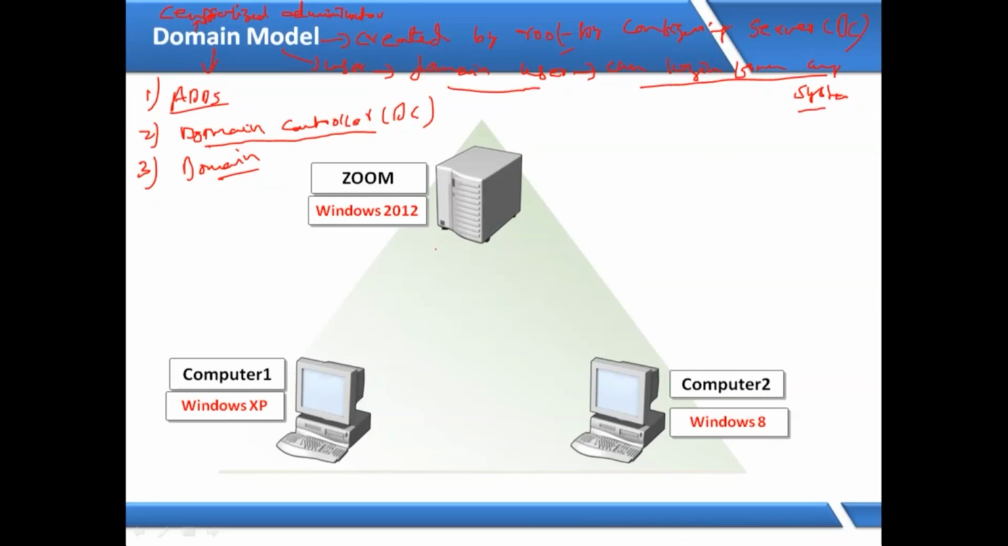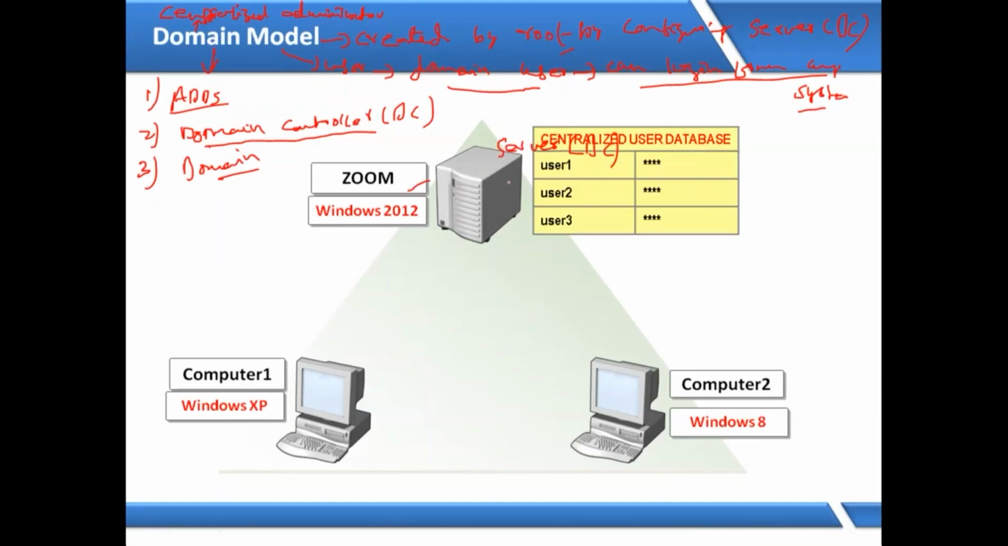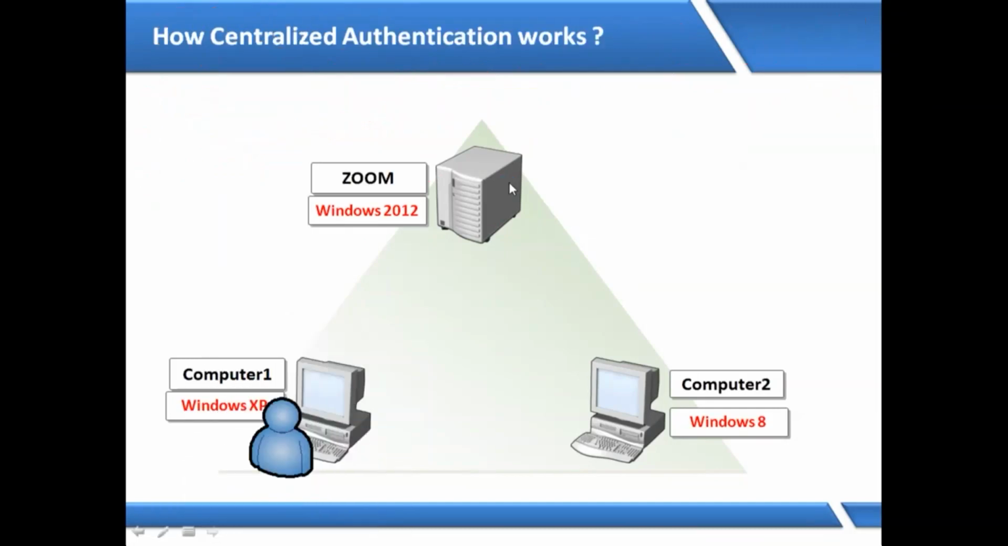So this is your domain model. So here, these are the two client OS, this is server OS. So we can make this machine as a server. So here server means we are talking about DC. DC means domain controller.